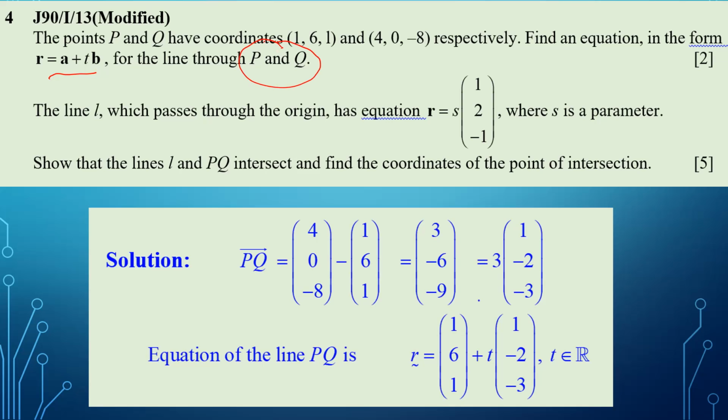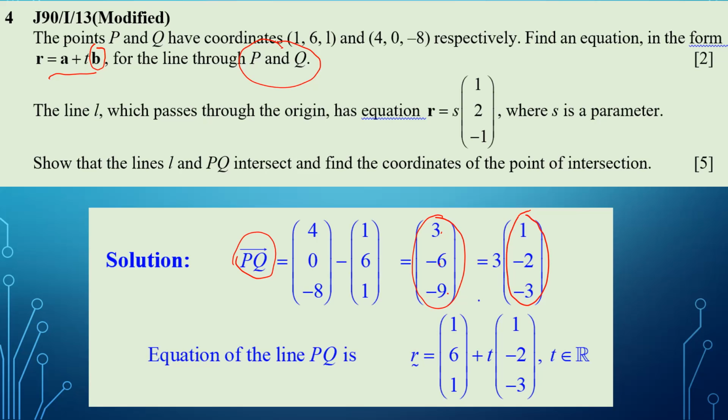From your vectors chapter 1, you can find vector PQ by using OQ minus OP. And that will give you (3, 6, -9). So this will be your direction that you're interested in, which is your b. Whether you use (3, 6, -9) or you just use (1, 2, -3), it is perfectly fine because I'm interested only in the direction.